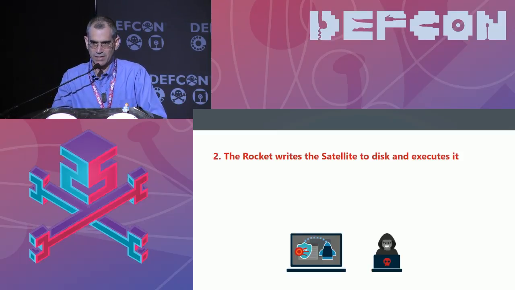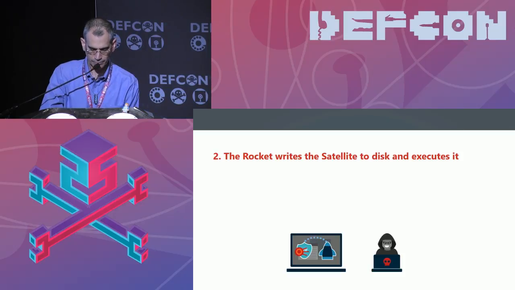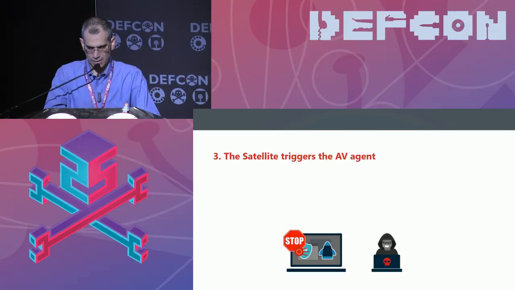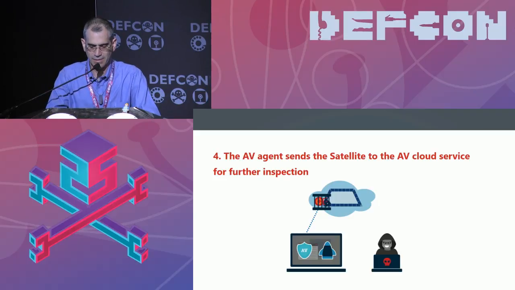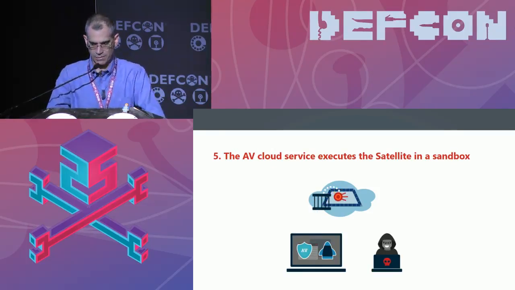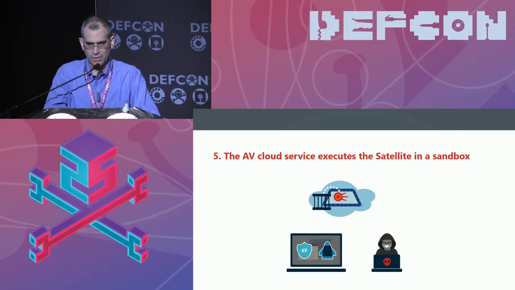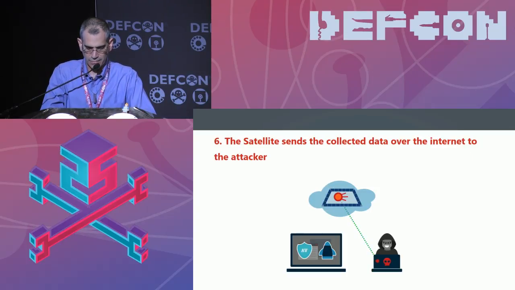So now two malicious processes are running side by side: the original main malware, the rocket, and the satellite, which contains inside its binary the collected data. Now the satellite runs its triggering logic, and so it triggers the antivirus agent. The antivirus agent maybe quarantines or stops the satellite, but also sends this sample to the cloud for further inspection. Now in the cloud, the antivirus server opens this sample in a sandbox and runs it. The sandbox, I remind you, allows some form of internet connection. And so the satellite uses this internet connection to send the data to the attacker's command and control server.